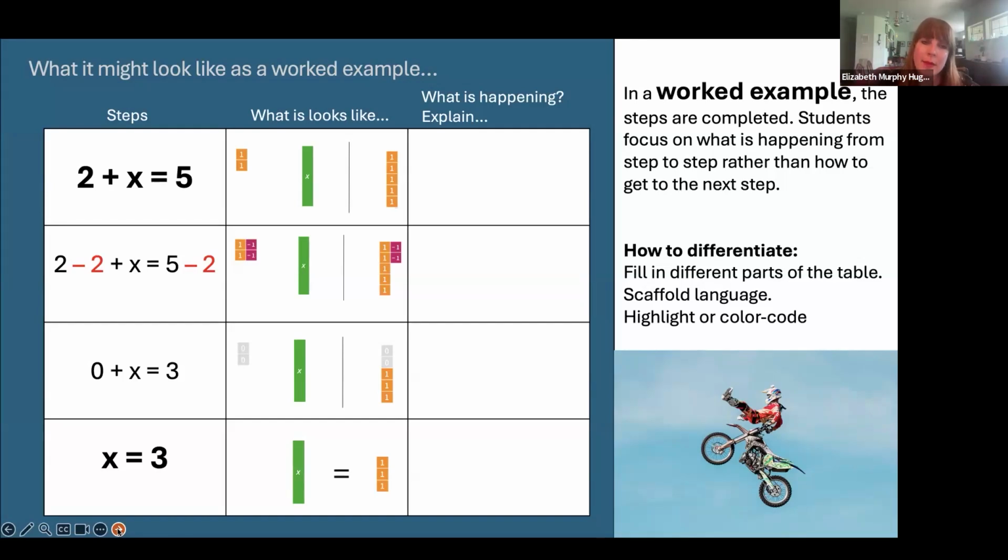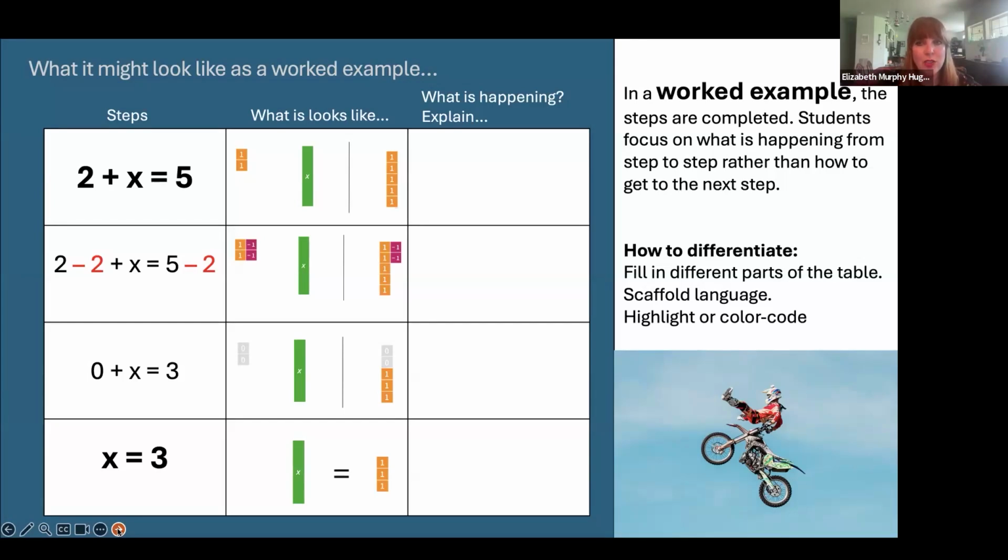Instead, what you're doing in a worked example is you're teaching students to evaluate what is happening from one step to the next. So from 2 plus x equals 5 to 2 minus 2 plus x equals 5 minus 2, what is happening? What's happening in that abstract numbers and symbols column, and what's happening in the representations column? So what's visually happening there? And then there's a column for students to explain as well and tell what's happening.